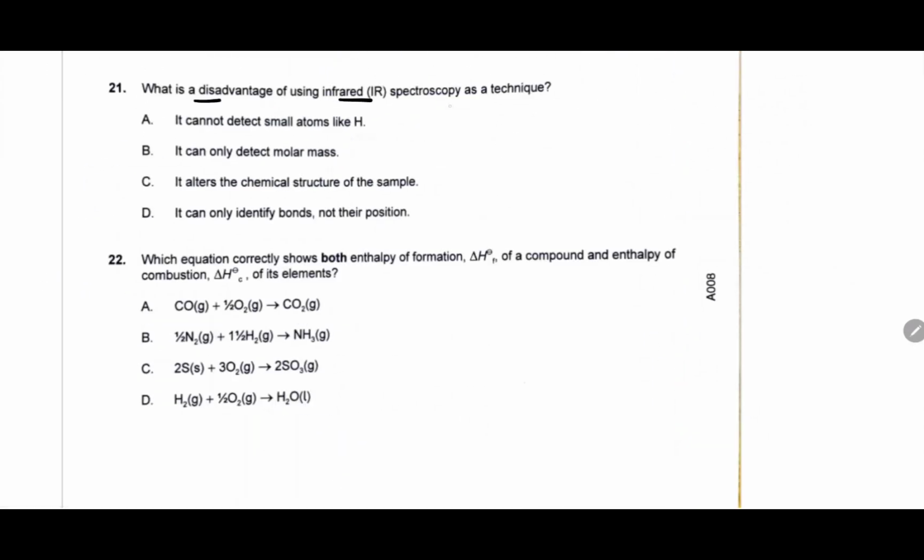21. What is the disadvantage of using infrared spectroscopy? Infrared tells us about the type of bonds, but it cannot identify their position. It cannot tell us where they are present. Other options: it cannot detect small atoms like hydrogen, it can only detect molar masses, it alters the chemical structure of the sample. Of all these, it can only identify bonds, not their position. This could be a disadvantage of infrared spectroscopy.